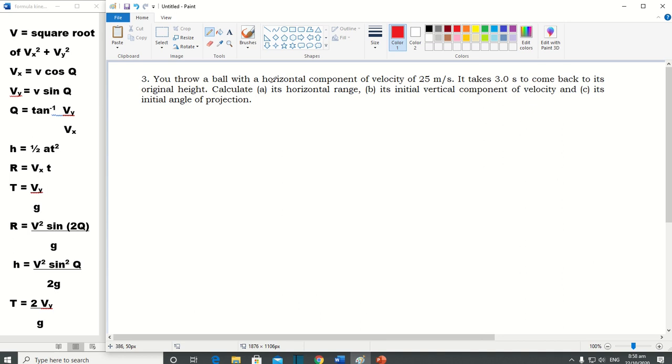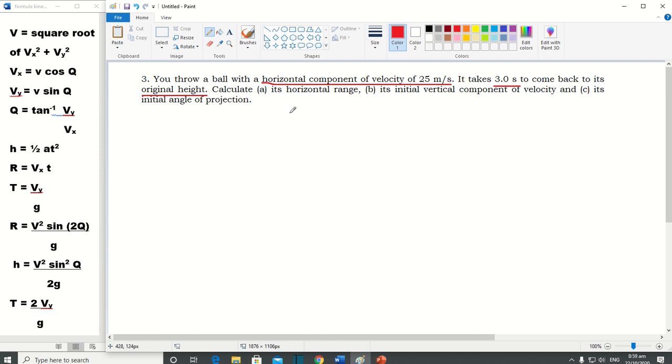So we have a horizontal component of velocity of 25 meters per second. This horizontal component is our v sub x, I mean v sub x, because it is horizontal. So this is the velocity along the x-axis. The problem says it takes 3 seconds to come back to its original height. So take note of that.